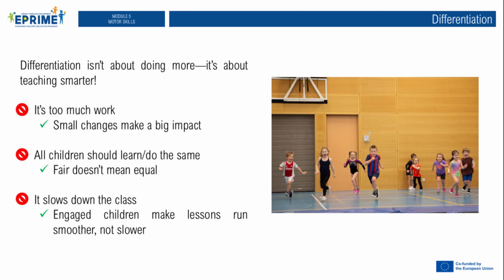Another concern, often heard, is that differentiation makes children do and learn different things. It's natural to think that treating everyone the same is the fairest way to teach. But fairness isn't about making things identical. It's about making sure every child has the opportunity to succeed. Think about a throwing activity. If one child needs a smaller ball or a closer target to feel successful, that's not lowering expectations. It's setting them up to improve.